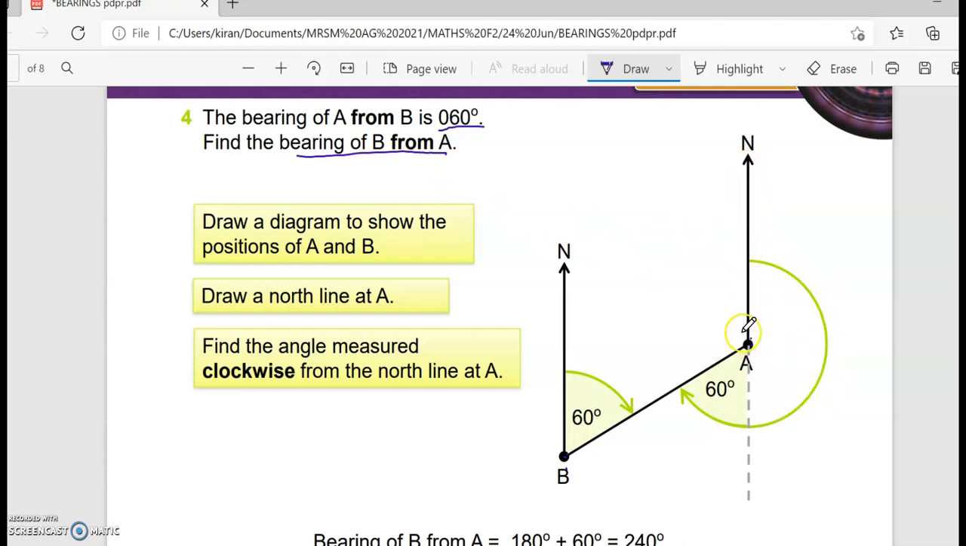And then the question goes like this. First things first, we must draw the position of A and B. And then we draw a north line at A. Find the angle measured clockwise from the north line at A. So we start from north, clockwise, until you touch the line joining the points A and B. Okay, so for this part you will use your prerequisite knowledge from the topic lines and angles.